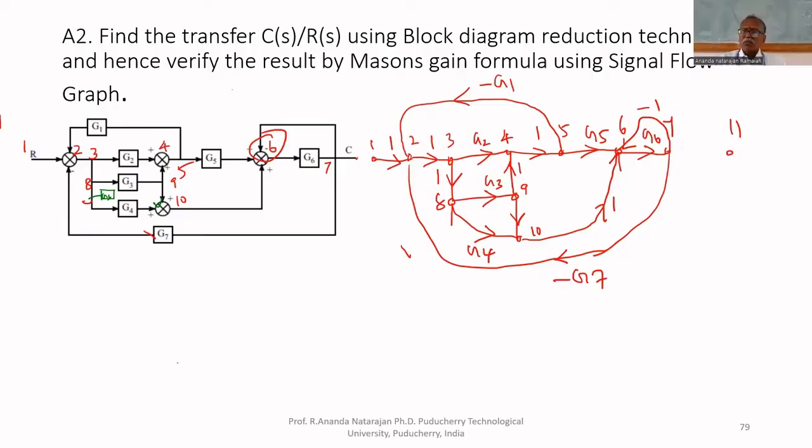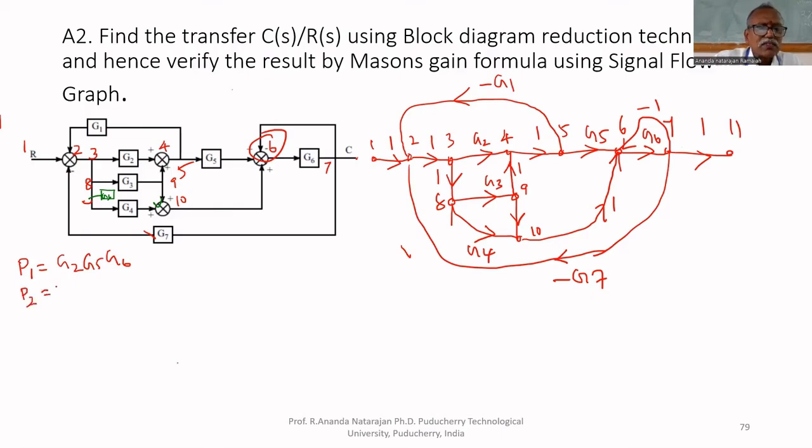Now, how many forward paths to reach from 1 to 11? P1 equals 1, 2, 3, 4, 5, 6, 7, 11. So what are the gains? G2, G5, G6. Then any other forward path you can come. Any deviation is there, you have to notice. At 3, you can come down. So you can go to 8, then 9, then 4.